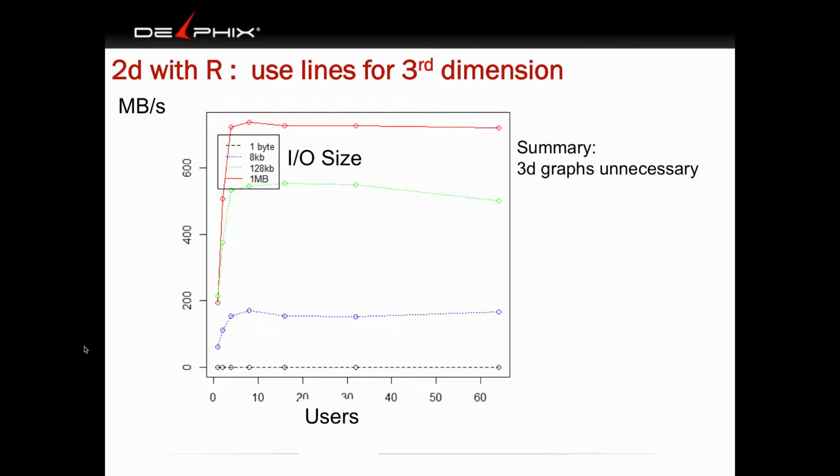But the long and short of it is, and this is what I sort of had a suspicion of before I did it, I don't need 3D graphs. So this is just a 2D graph, and I actually find it easier to read than all the rest of it. Each different color has a different IO size, and we see an increasing number of users.